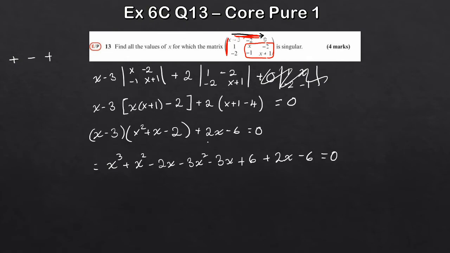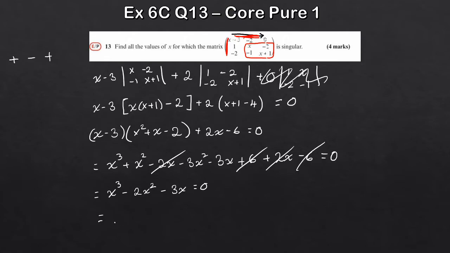And what you might notice is some things will start cancelling. So that minus 2x will cancel with that positive 2x. We've got a plus 6 here and a minus 6. And I don't think anything else cancels. So what we get left with here now is x cubed. We've got minus 3x squared plus x squared, so that's got to be minus 2x squared. And then finally we've got this minus 3x here at the end. And all this is equal to 0.